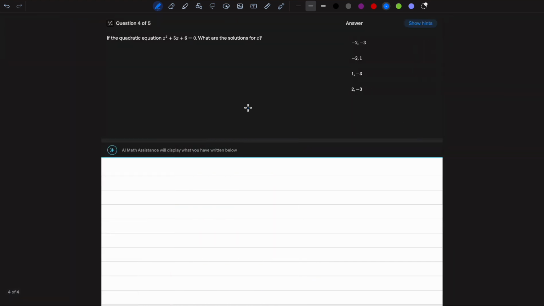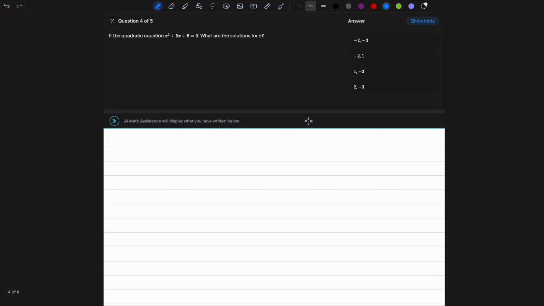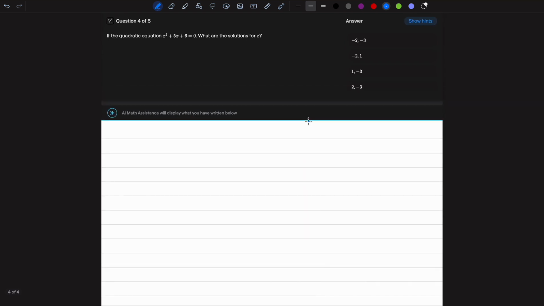Next question. There's a quadratic equation x squared plus 5x plus 6 is equal to 0. What are the solutions for x? So how do we solve this equation? So we need to find two numbers that are going to add up to positive 5, and they're going to multiply to positive 6.